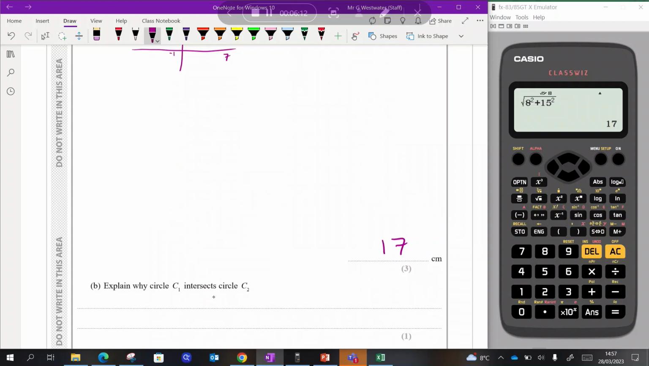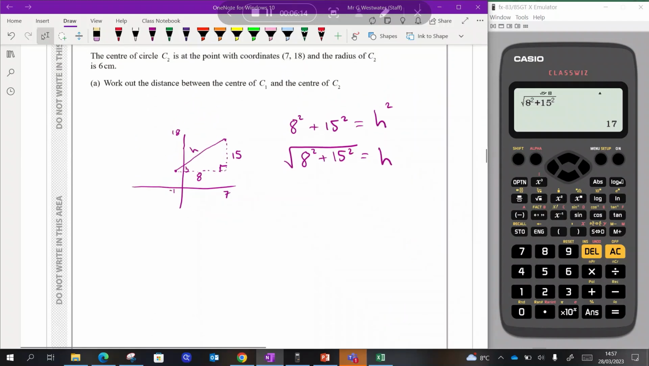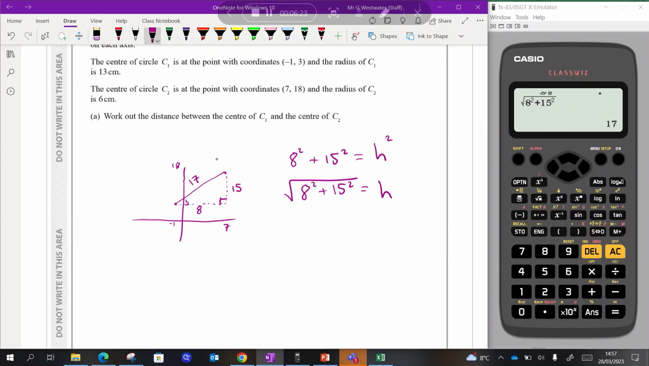Explain why C1 intersects circle C2. So let's think about this. If this distance is 17 and C2 has a radius of 6, okay, and so this has a distance of 6, and C1 has a radius of 13, then from this centre it will actually overlap, because if we've already gone 6 along from 17, I've only got 11 left, haven't I? So if the radius is 13, of course this will overlap.